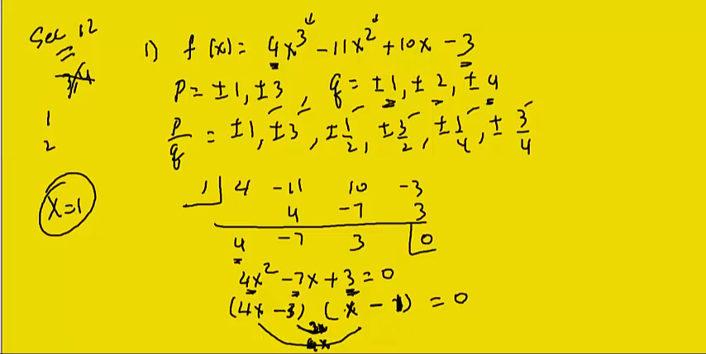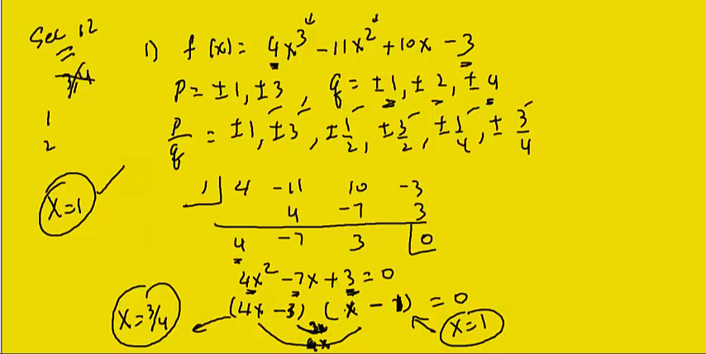So when I set this factor equal to 0, I'm going to get x is equal to 3 over 4. And that's my other solution. When I set that equal to 0, I get x is equal to 1. Do I have to write 1 twice? I don't have to. Okay. And that's it. It's factored using p over q's.